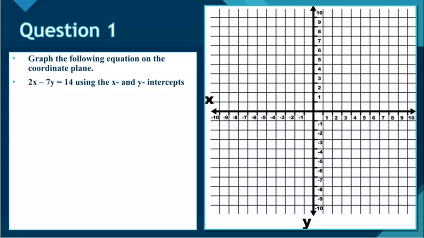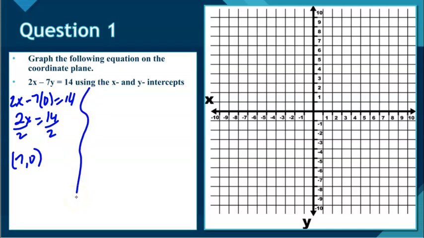So the x-intercept is when y is 0, and the y-intercept is when x is 0. So you can define the x-intercept. I'm going to put a 0 in for y. Or you can just put it as 2x equaling 14, because 7 times 0 is 0. Divide this by 2. And my x-intercept is 7 when y is 0.